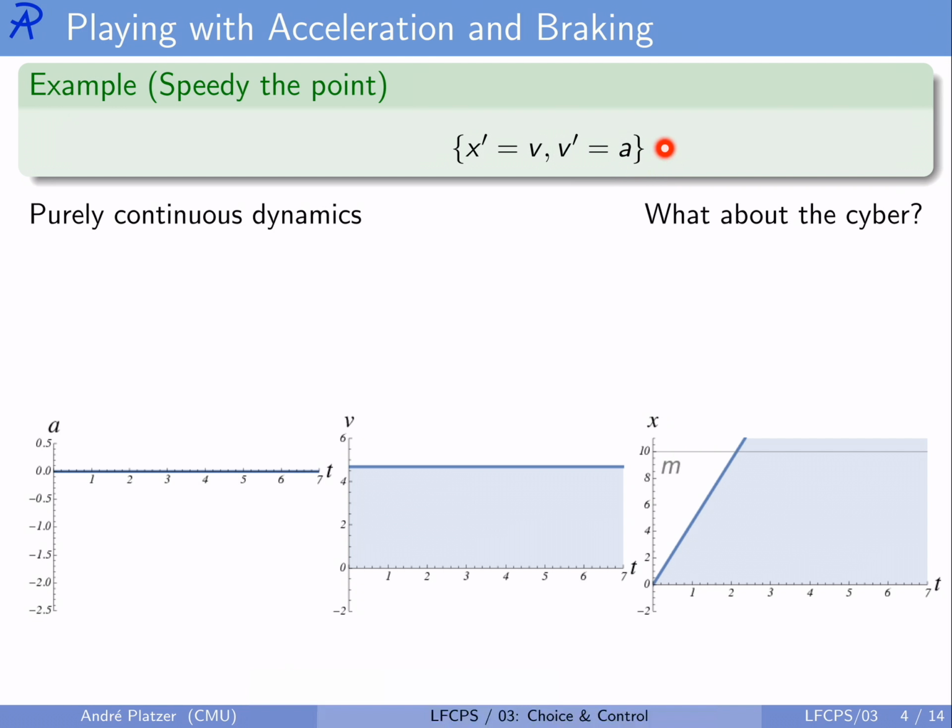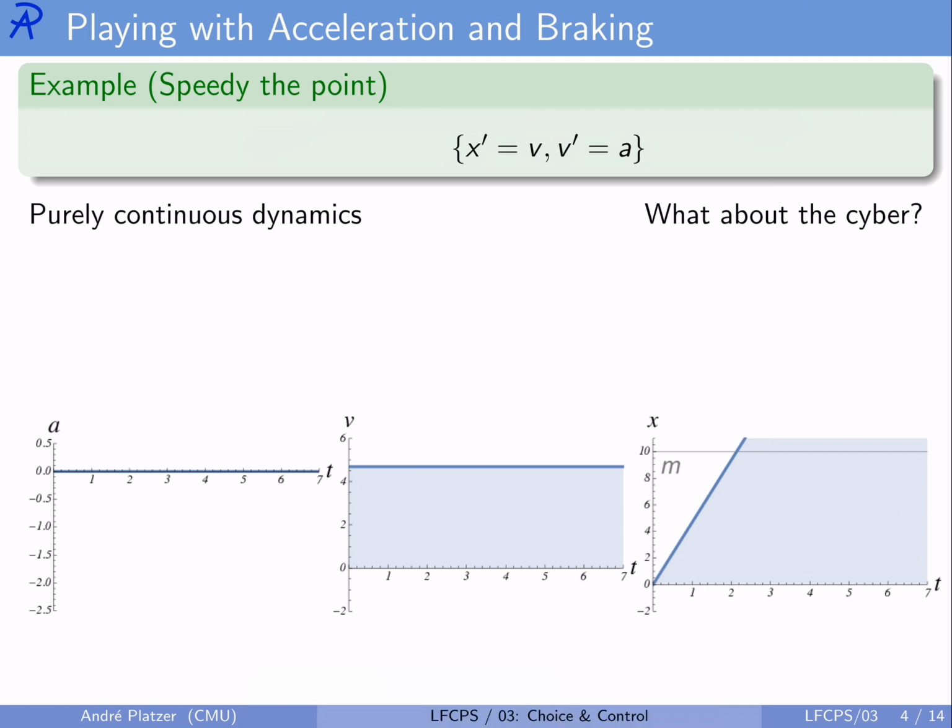We might even have some evolution domain constraints attached to that, but never mind with that for now. Now, that's a beautiful model of continuous motion, but there's not a whole lot of cyber yet. For example, if the acceleration is 0, then it's going to be 0 all the time because there is no differential equation for it. That means the velocity will have some constant value all the time, and the position will keep on increasing over time. Of course, that isn't very safe.